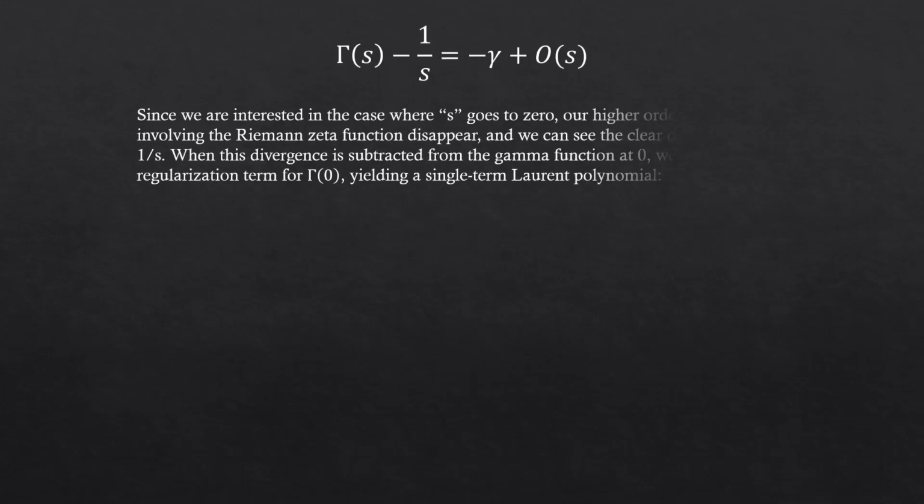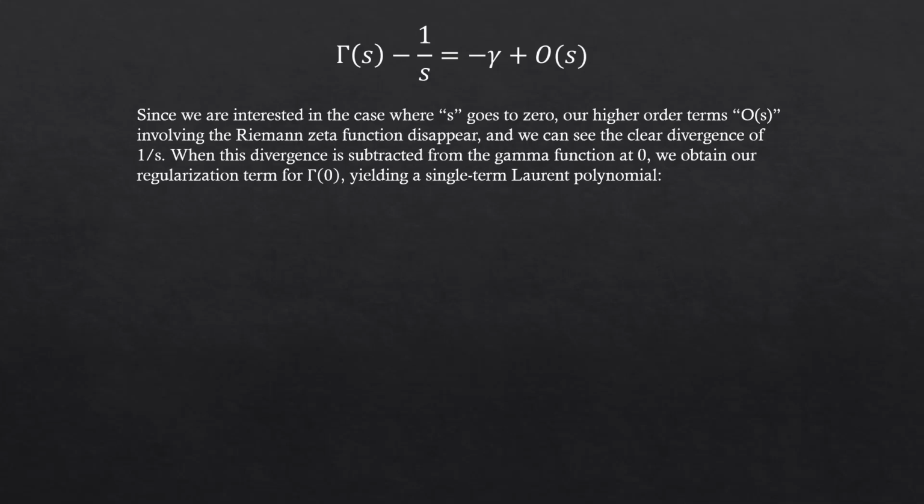Since we are interested in the case where s goes to 0, as we've continued to say, our higher order terms O of s involving the Riemann zeta function disappear because anything multiplied by 0 is of course 0. And we can see the clear divergence then of 1 over s as s goes to 0, because that gives us essentially a divide by 0 concern.